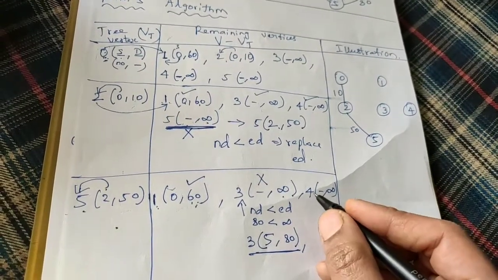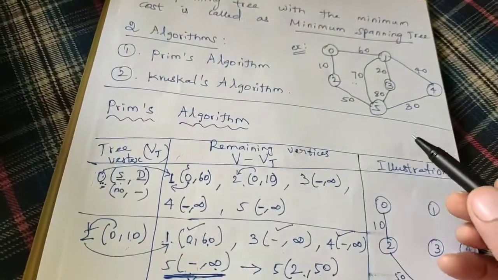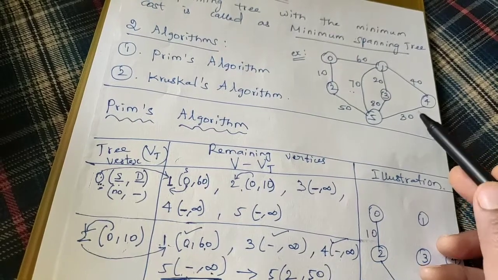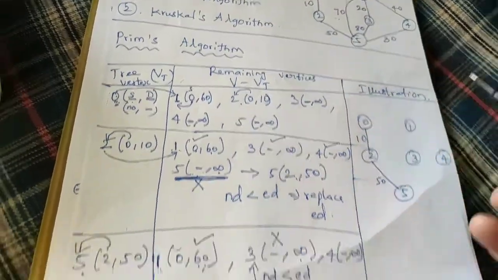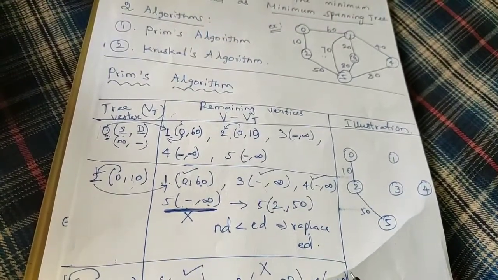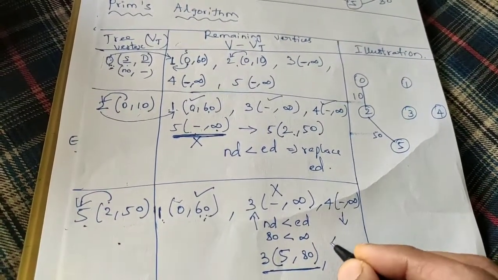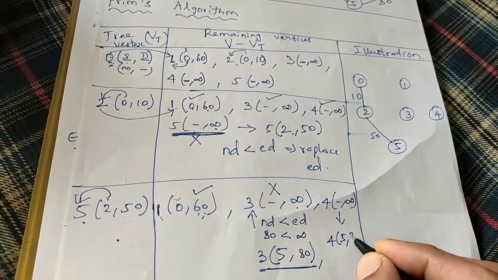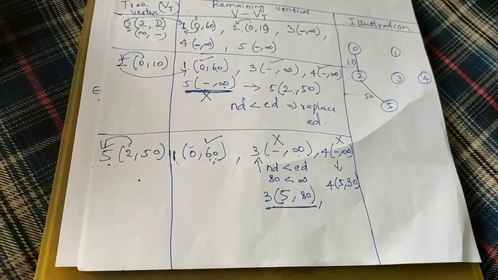So now I am just going to visit the fourth vertex from 5. 5 to 4, is it possible to visit? 5 to 4 it is possible to visit directly with the distance 30. Similarly, new distance is 30, existing distance is infinity. So new distance is less than the existing distance. So this can be replaced as 4 can be visited from 5 with the distance 30. Now this is no more considered.